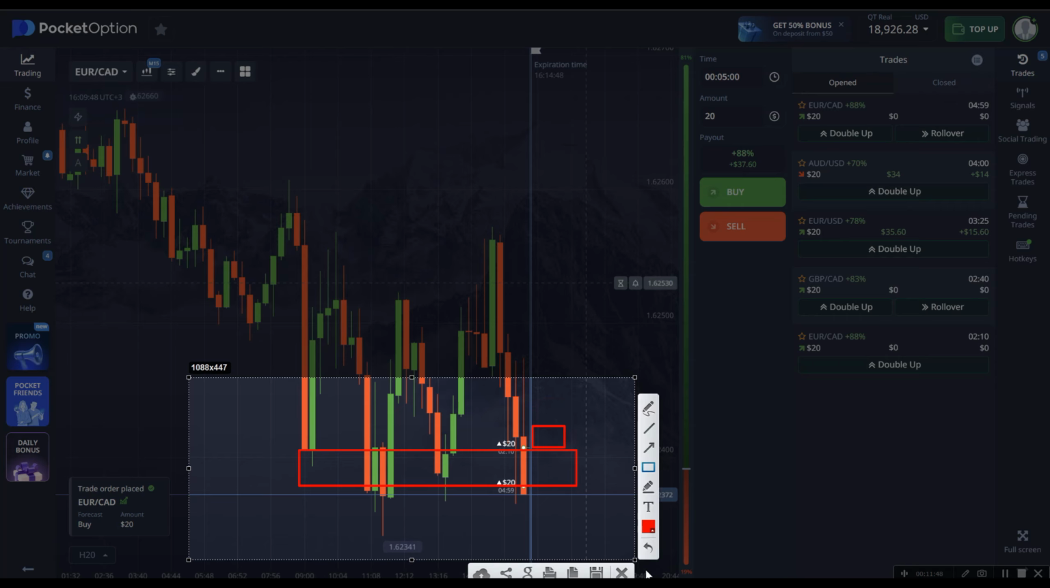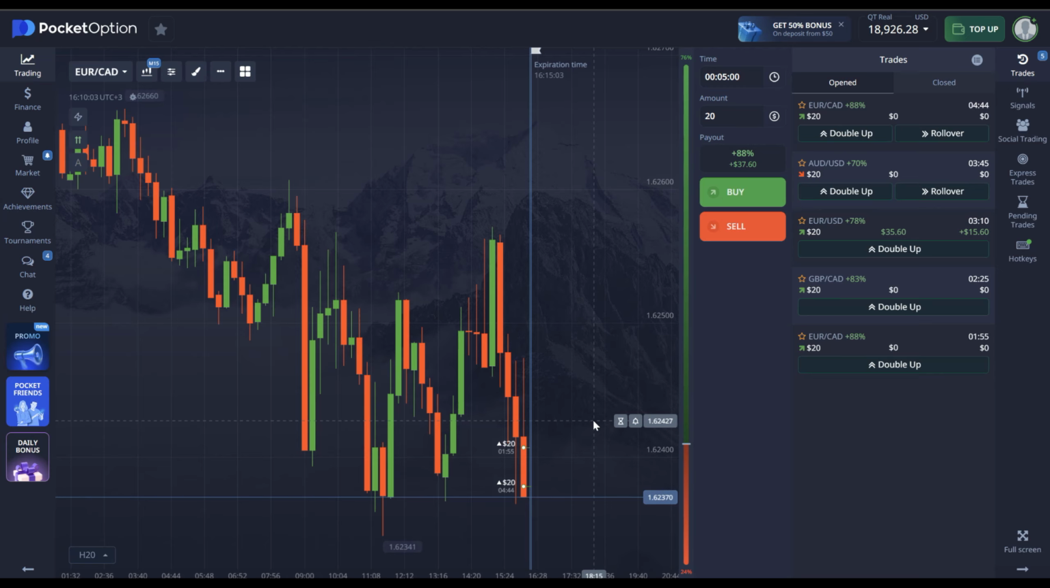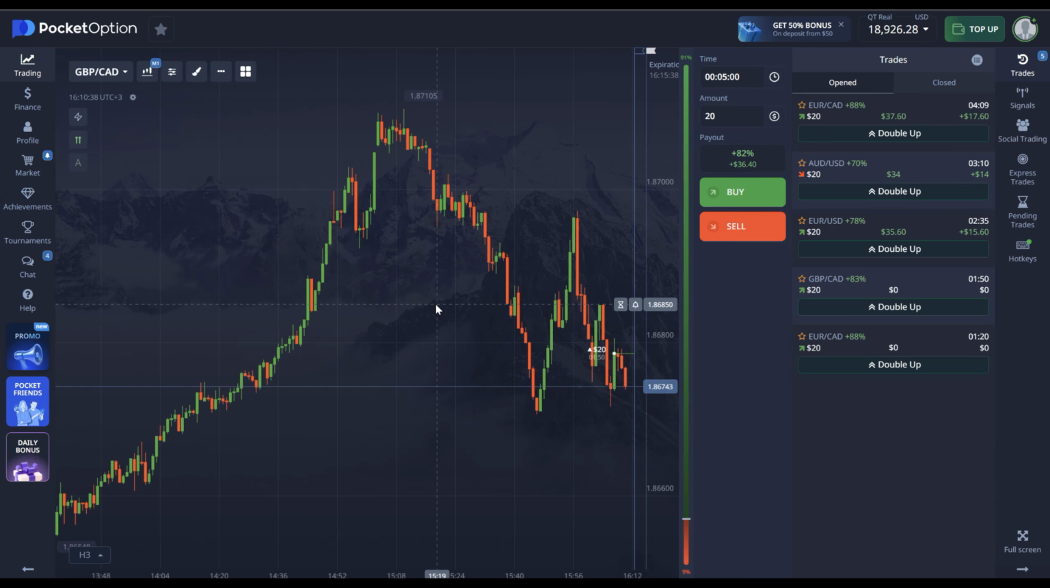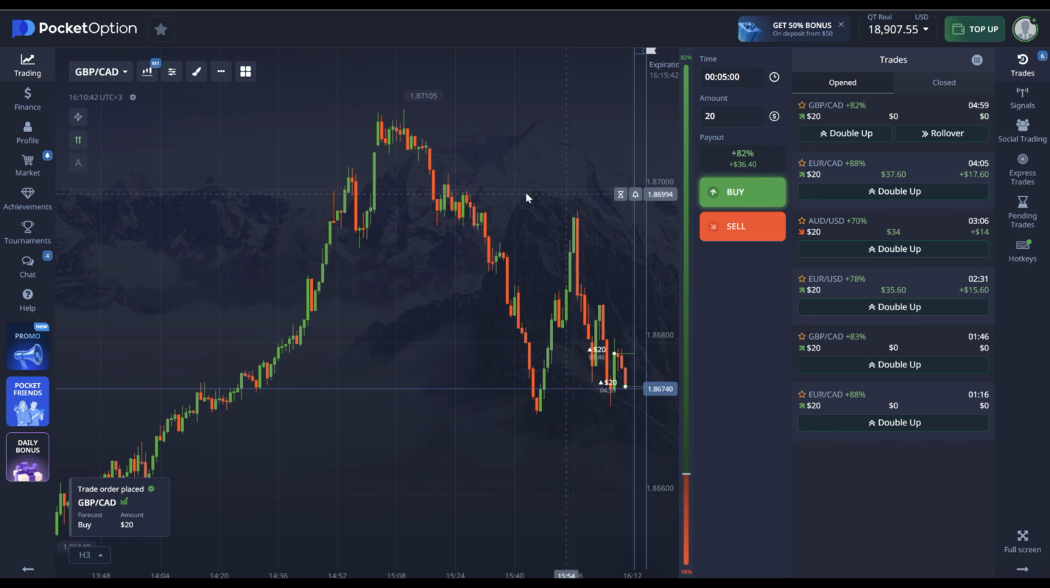Yes, we opened the first trade right at the very top. Now we're opening almost at the very bottom. And you can duplicate the trade on the British Pound Canadian dollar pair.